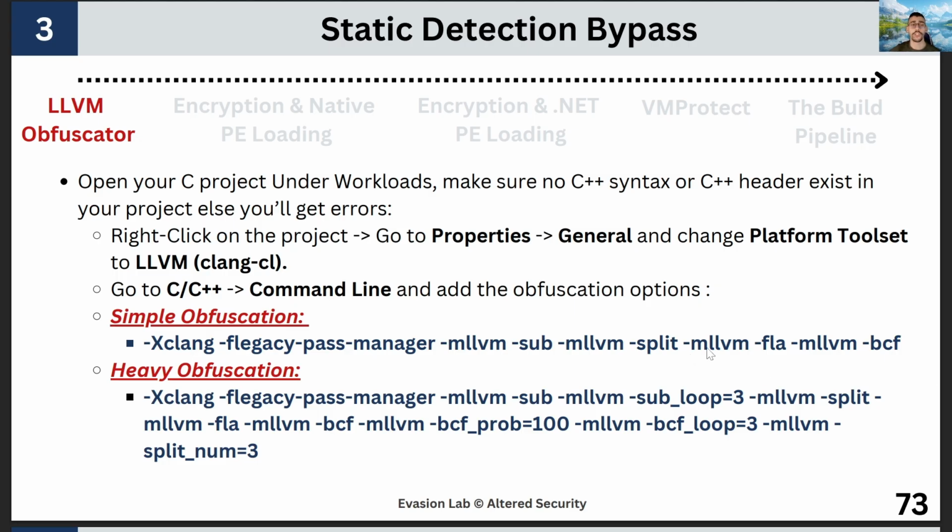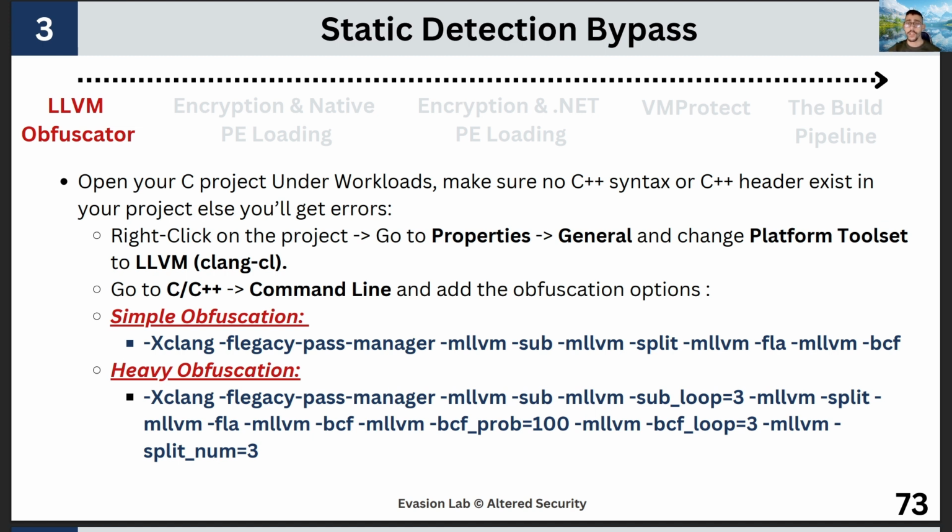And -mllvm -fla refers to control flow flattening. It converts a linear control flow into a state machine-like structure, making the execution path less obvious, meaning instead of executing functions in a clear order, all functions are controlled by a state variable. And -mllvm -bcf, for bogus control flow, adds fake conditional branches that do nothing but confuse the compilers and disassemblers.